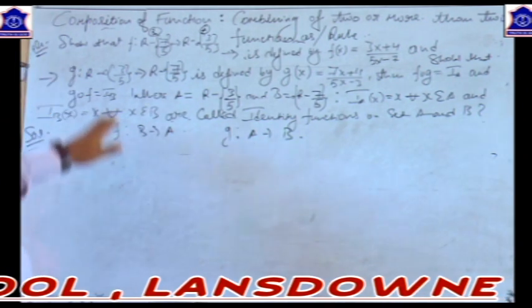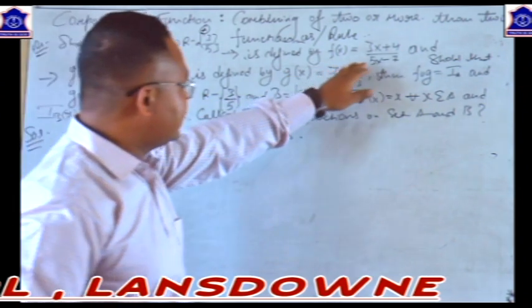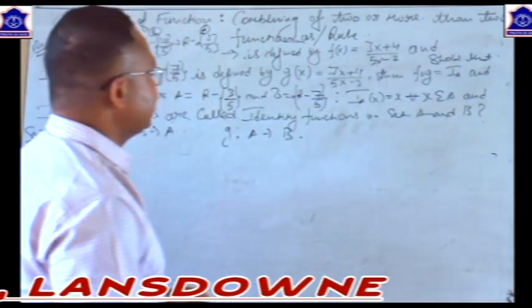Coming to the question, this function f is defined by f(x) equal to (3x + 4)/(5x - 7).